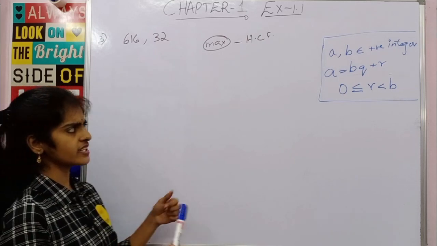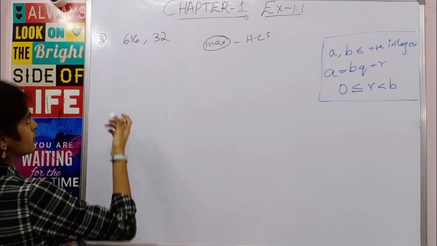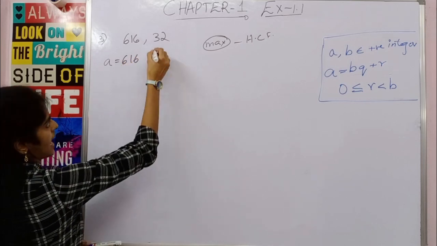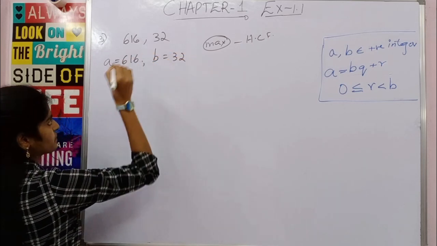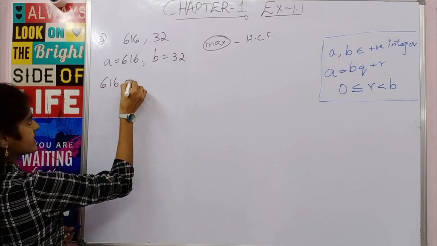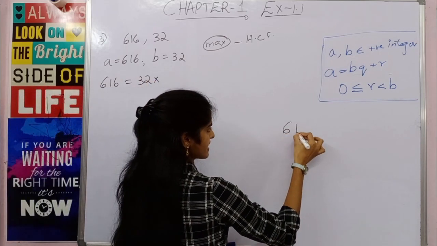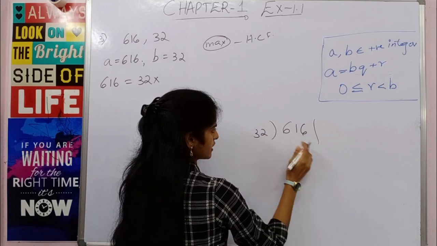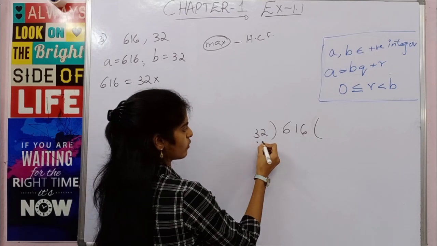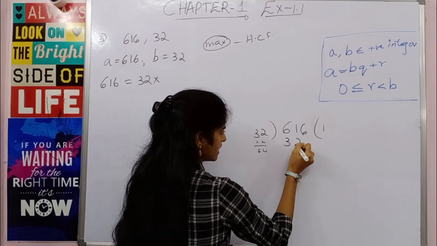So using Euclid's division lemma, let us find the HCF. You know that the bigger number you will take as A. Here 616 you will take as A and B is nothing but 32. So using the same process, 616 is equal to 32 into, you don't know the quotient and remainder. Let us see here: 616 divided by 32. 32 twos will give you 64, but you have only 61, so you'll take 32 ones are 32.